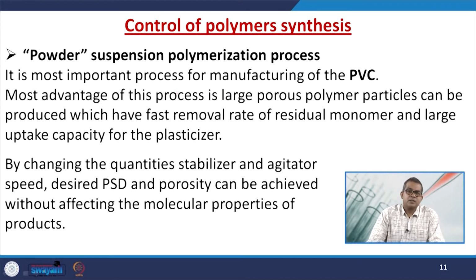Another class is the powder suspension polymerization process. It is one of the most important processes for the manufacturing of polyvinyl chloride, PVC. It is commonly available in the market. The advantage of this process is that you can produce large porous polymer particles, which have a fast removal rate of residual monomer and a large uptake capacity for the plasticizer.